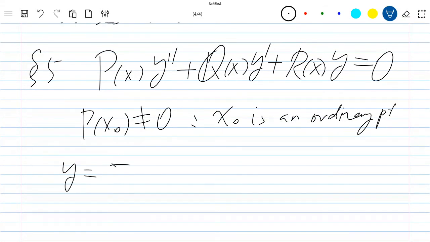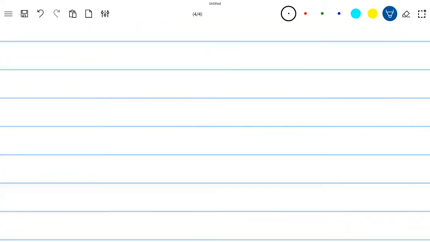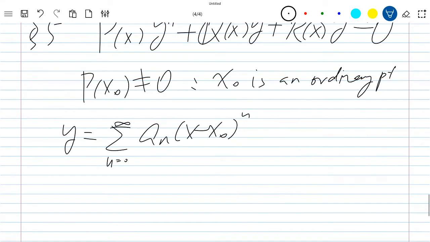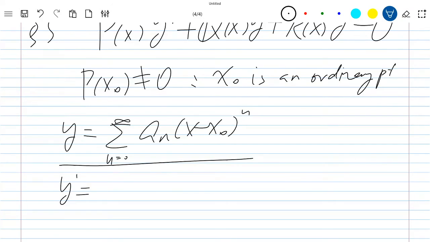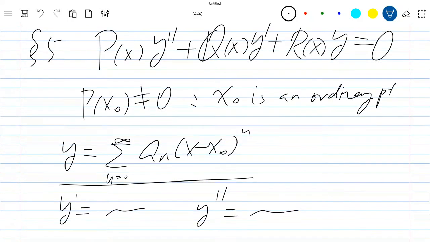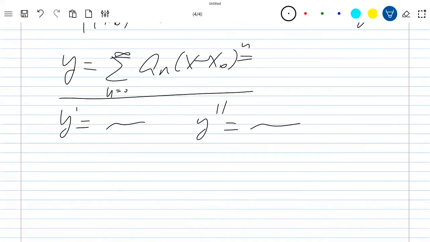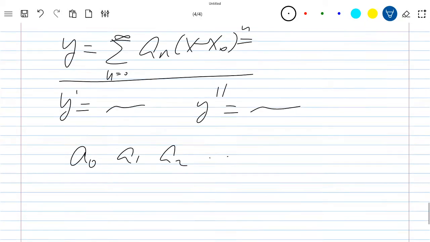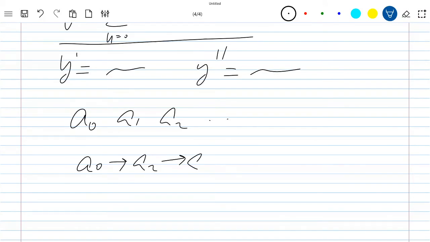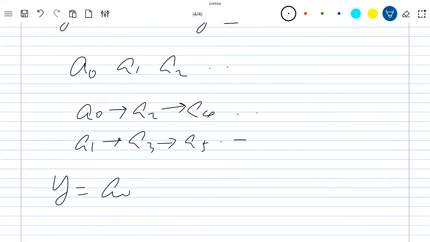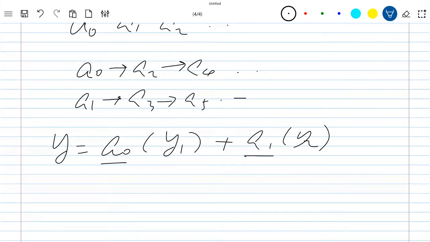You can let y be the summation of a_n times (x minus x0) to the n. Usually x0 is 0, but not necessarily. You plug this in, take its derivative and second derivative, and you shift the index if needed, so that you always have the nth power in all these terms. Sometimes you have to split off the first term or second term, etc., until all the powers match up. Then you get the recurrence relation between a0, a1, a2, etc. For example, sometimes a0 will determine a2, and then a4, etc., and a1 will determine a3, a5, etc. So the solution can be written as a0 times a solution we call y1, plus a1 times a solution called y2, and a0 and a1 serve as our usual C1, C2.